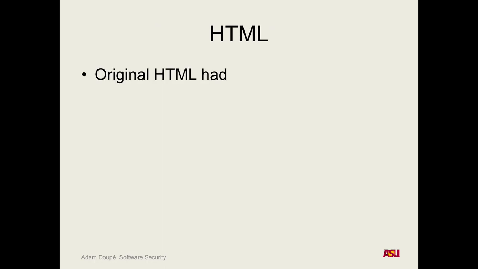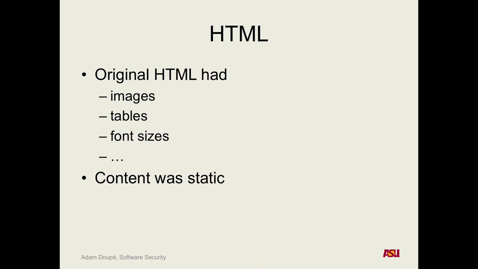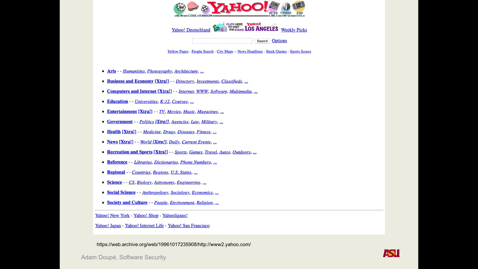Now I'm going to go back to HTML for a little bit. So the original HTML that we looked at had images, tables, font sizes, very basic types of things. And the content was fundamentally static. So if we look, this is what Yahoo looked like in 1996.